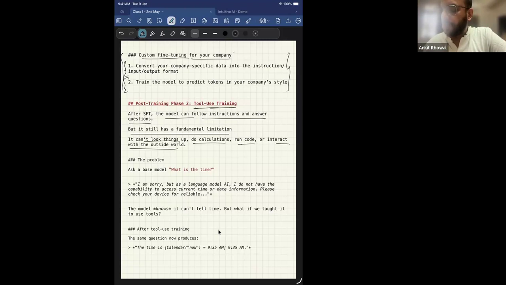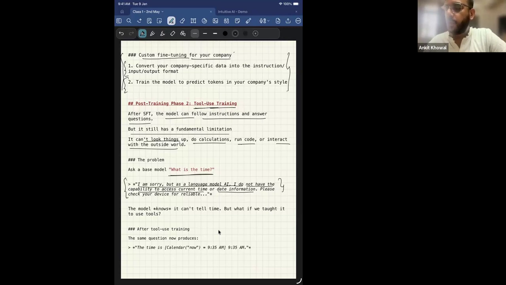So the problem is, after you have done supervised fine tuning, you go in and ask the model this question: what is the time? What response will it give? "I am sorry, but as a large language model, I do not have the capability to access current time or date information." Okay, it will say that it doesn't have access to this, because we are training the model on text data, right? So how can it say what the current time is? It cannot, right?